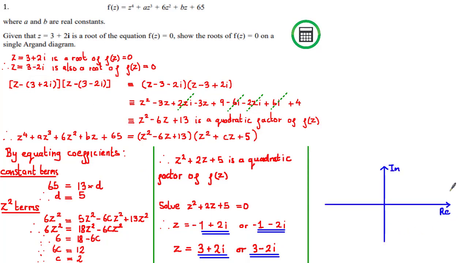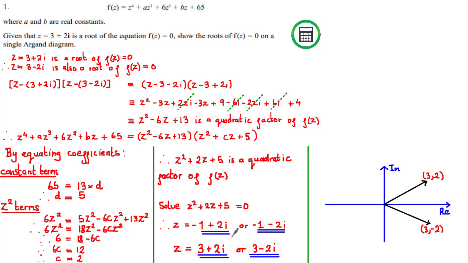So as you should be aware, the Argand diagram illustrates the real and the imaginary part of a complex number. And so starting with the first root 3 plus 2i, it would look something like this, going 3 units to the right on the real axis and 2 units up on the imaginary axis. The other root, its complex conjugate, would be a reflection of this root in the real axis.